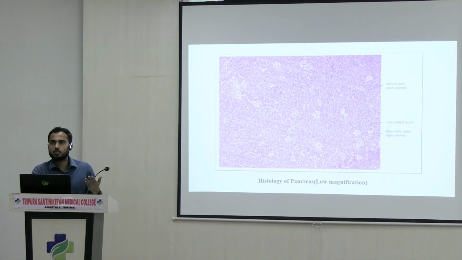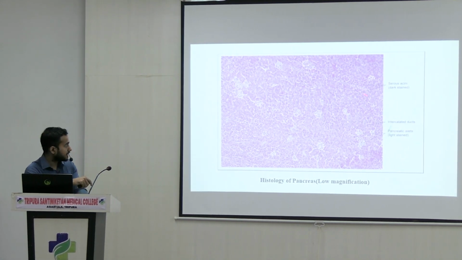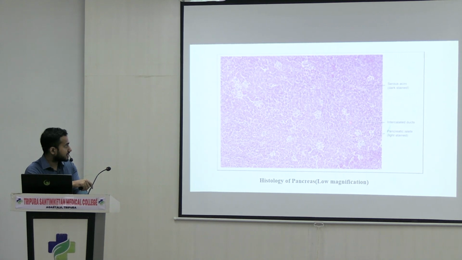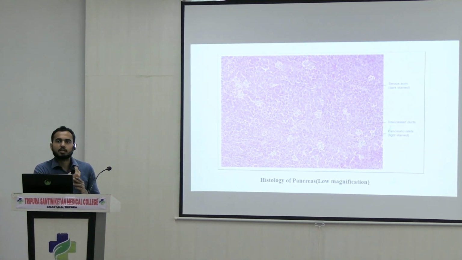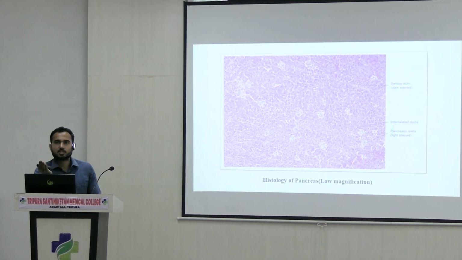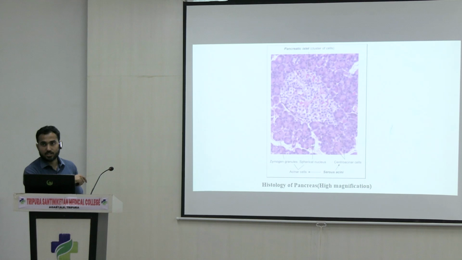Now if you want to see more, then you have to zoom under 40x. Once you zoom under 40x, the intercalated duct can be seen easily. Around the pancreatic islets you can see the capillaries also. So identification of the islets under high magnification is quite easy. It's not that difficult. Now see, this is under high magnification. This is the pancreatic islet, and these are the acini.